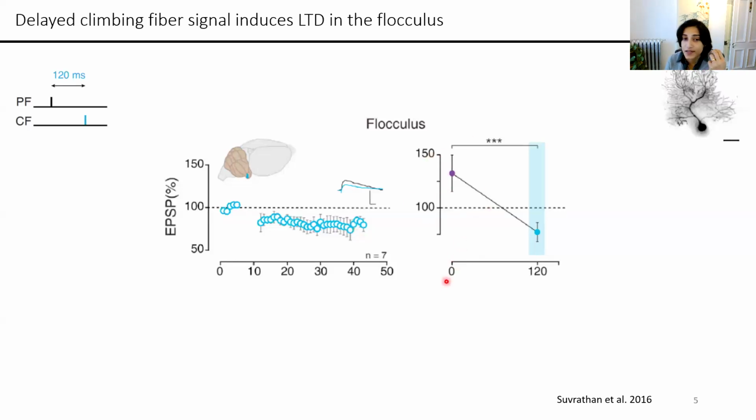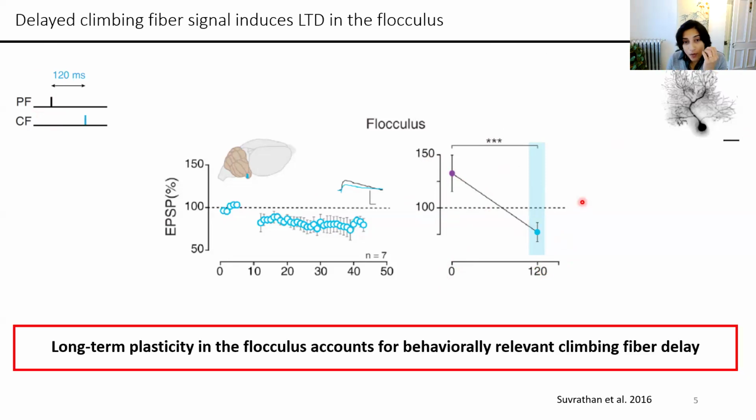And that's summarized here, where 0 is the coincident application of parallel fiber and climbing fiber. There is no depression. In fact, there's potentiation. But at 120 milliseconds, you do get depression of these synapses. And therefore, what we found was that long-term plasticity in the flocculus is accounting for this time delay for the error signal to come back, which is rather nice, because we tend to think of our synaptic plasticity rules as independent of circuit function. We invoke the same plasticity rules, but we apply them to different circuits in a universal manner that we suggest is not entirely true.